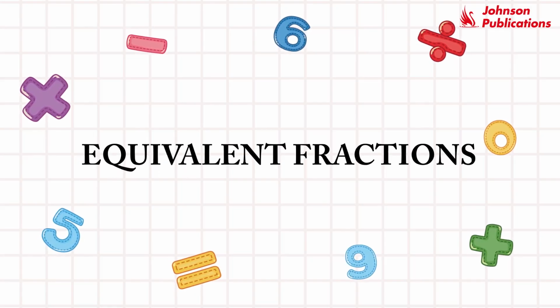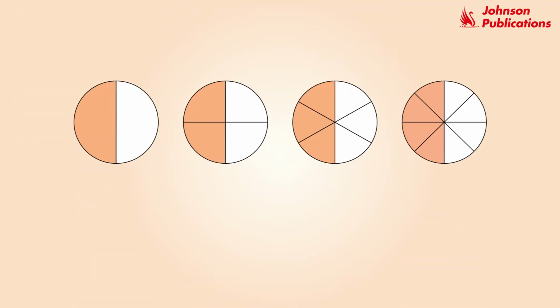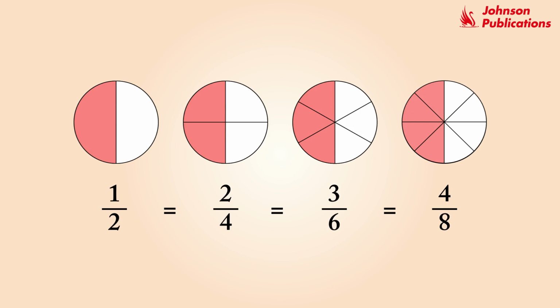Equivalent fractions. The fractions which have the same value are known as equivalent fractions. Look at these circles. Even though they are divided into different parts, the shaded parts are the same for all circles. Thus, we can say that 1/2 is equal to 2/4 is equal to 3/6 is equal to 4/8.